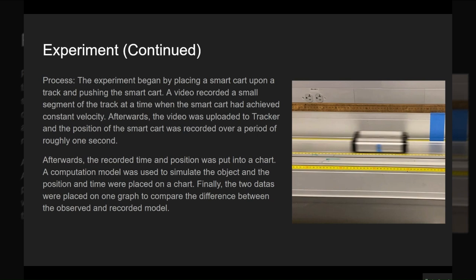And continue. The process. The experiment began by placing the smart cart upon the track and pushing it. The video recorded a small segment of the track once it had achieved the constant velocity, and afterwards, we uploaded the video to Tracker, and the position of the smart cart was recorded over a period of roughly 1 second. And afterwards, this recorded time and position were put into a chart, and a computational model was used to simulate both the object's position and time. And finally, the two data sets were placed on one graph to compare the difference.